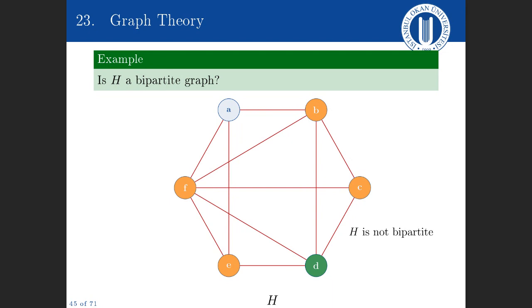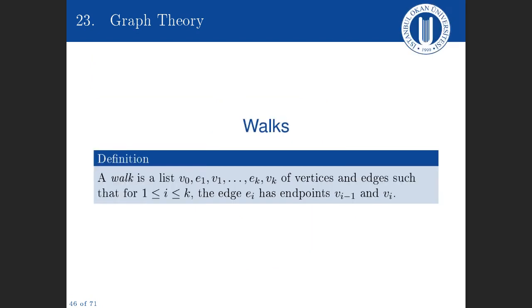Let's change topic. And the next important idea in graph theory is the idea of walks. What is a walk? A walk is a list of vertices and edges, and it's in a particular order: vertex, edge, vertex, edge, vertex, edge. And it's written in such a way that each edge is the edge which connects the vertices it's between.